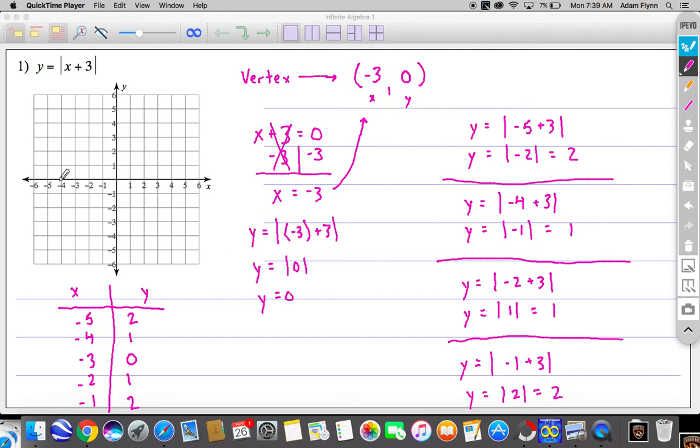So we've got negative 5, 2. We've got negative 4, 1. Negative 3, 0. Negative 2, 1. And negative 1, 2. Now we can just connect.